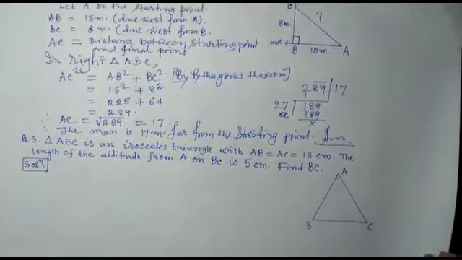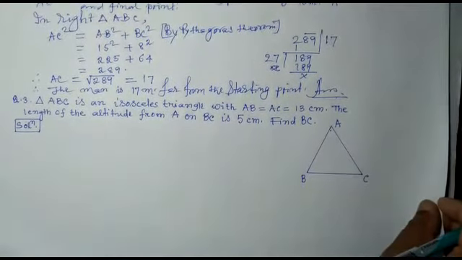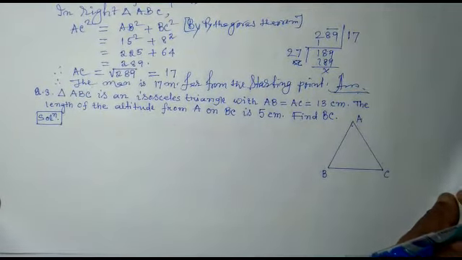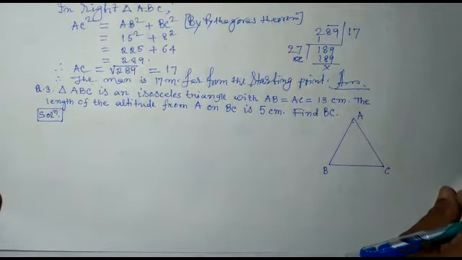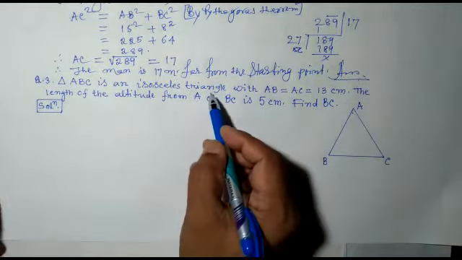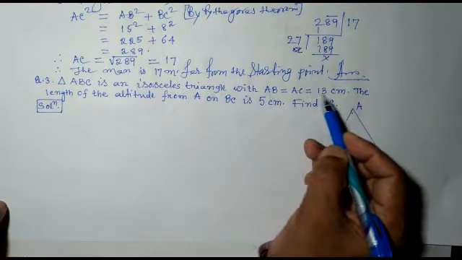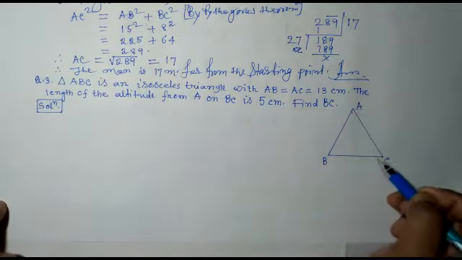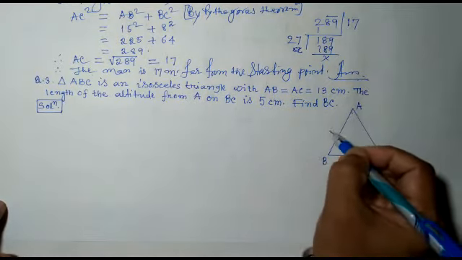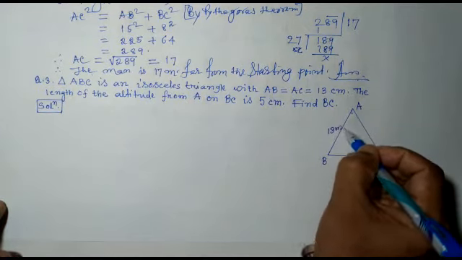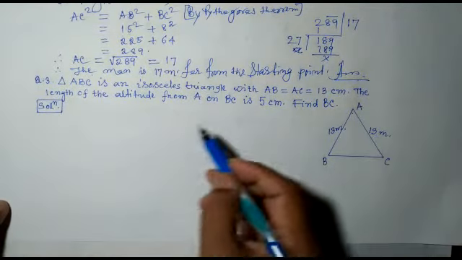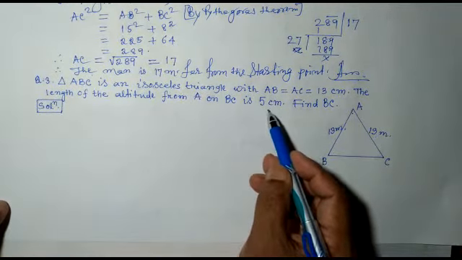Question number 3. Look, the question is triangle ABC is an isosceles triangle with AB equal AC equal 13. This is an isosceles triangle. AB equal AC equal 13. It means AB equal 13 meter and AC is also 13 meter. Now the length of the altitude from A on BC is 5 centimeter.